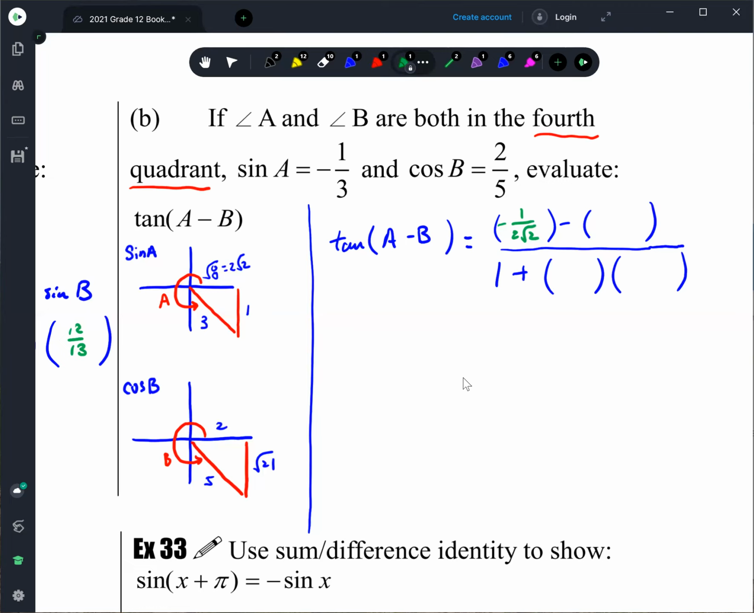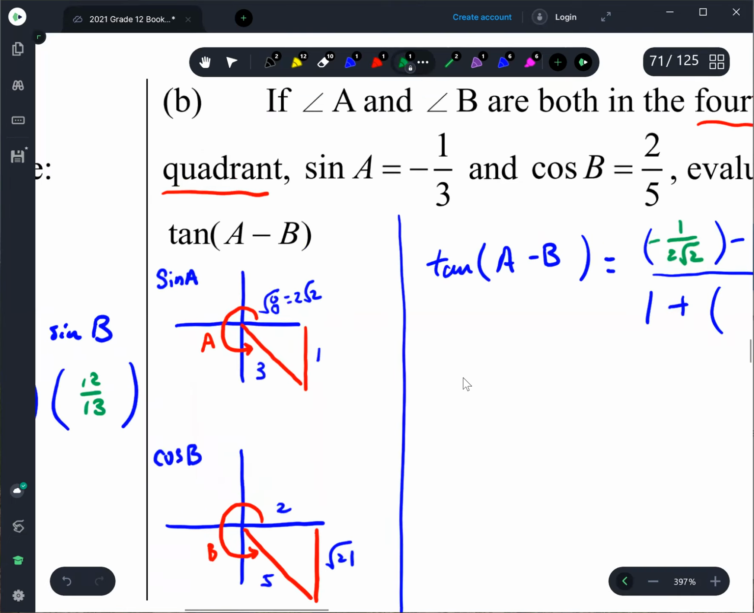Do you know how we got the 3 numbers on each picture? From like the perfect. From where? Okay, we'll look at one picture at a time, okay? For sine A, do you know how we got number 3 from sine A?